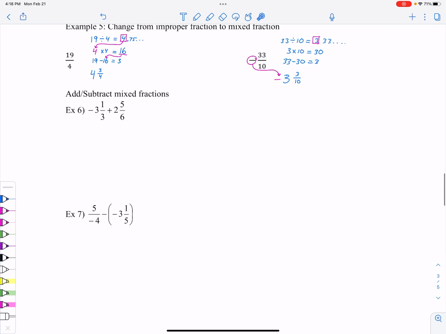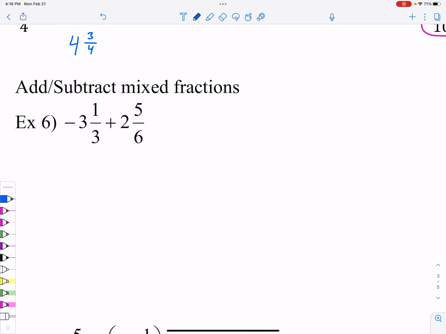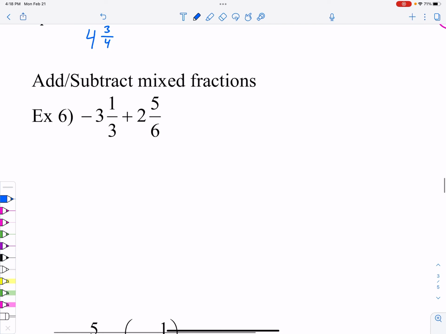Finally, we're going to look at adding and subtracting mixed fractions. If you want to add and subtract mixed fractions, you have to first turn them into improper fractions, okay? Then once you've turned them into improper fractions, then you can add them or subtract them.